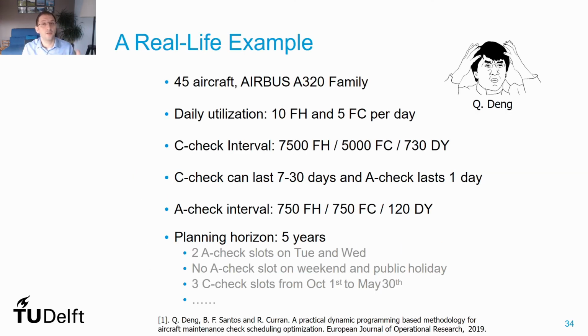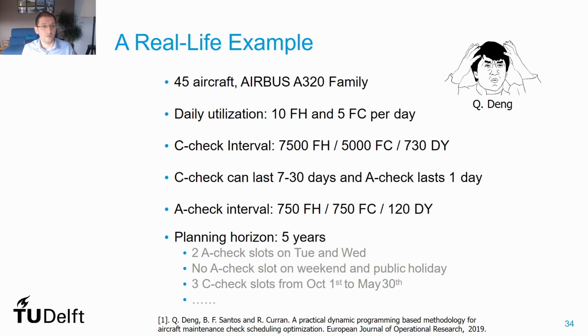So this is a methodology that Qichen has developed in his PhD, adapting the traditional dynamic programming approach to solve this maintenance check scheduling problem. And this works. And he has proved that this works in an example that we got from one of our industrial partners, in which we did have 45 aircraft, all from the family of A320, and they do have a daily utilization average of 10 flight hours per day and 5 flight cycles per day.